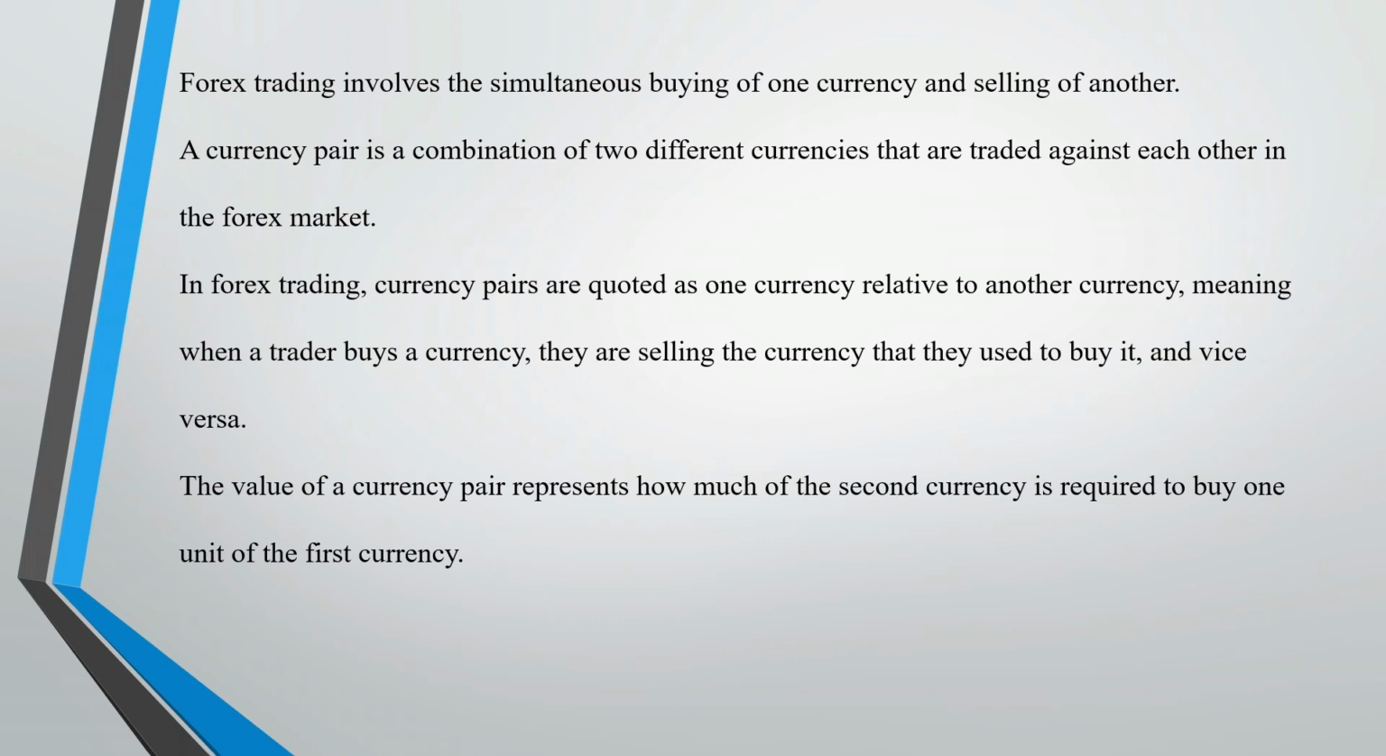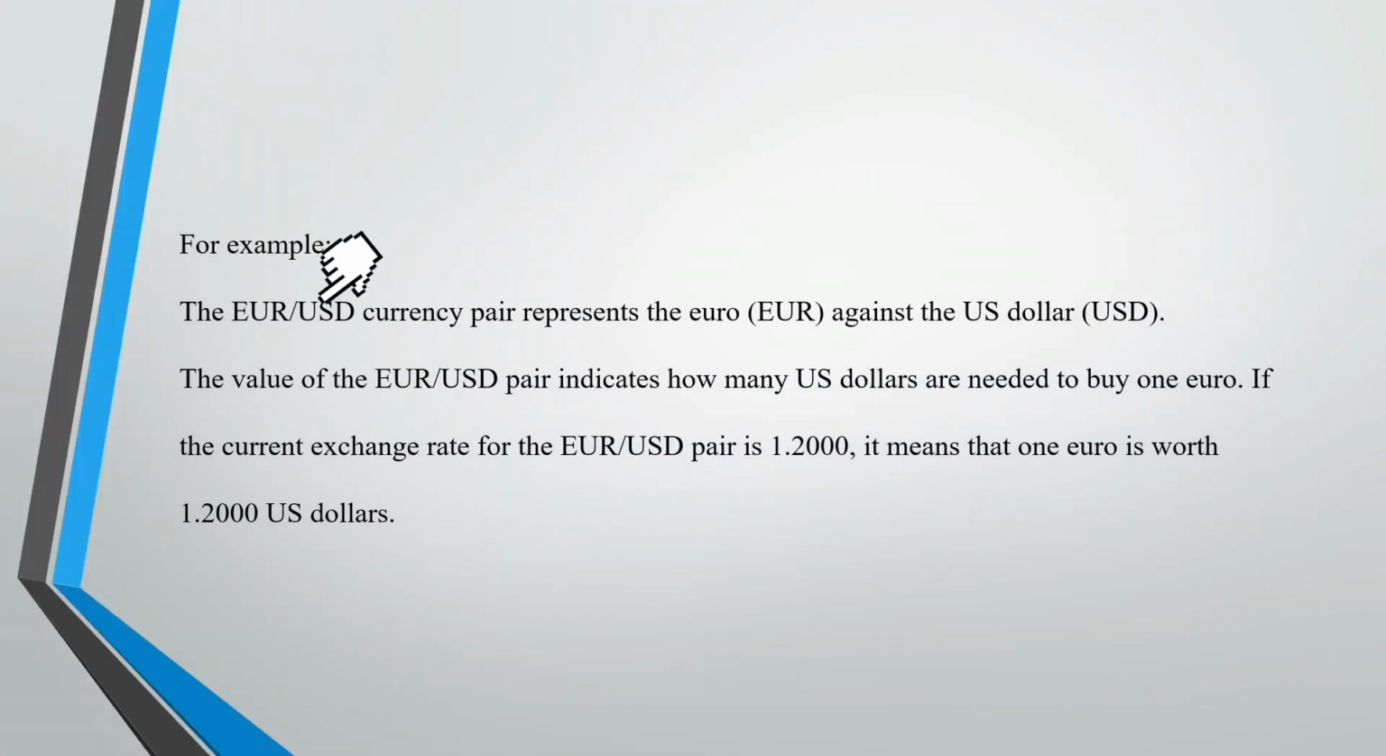The value of a currency pair represents how much of the second currency is required to buy 1 unit of the first currency. For example, the Euro-USD currency pair represents the euro against the US dollar, USD. The value of the Euro-USD pair indicates how many US dollars are needed to buy 1 euro. If the current exchange rate for the Euro-USD pair is 1.2000, it means that 1 euro is worth 1.2000 US dollars.